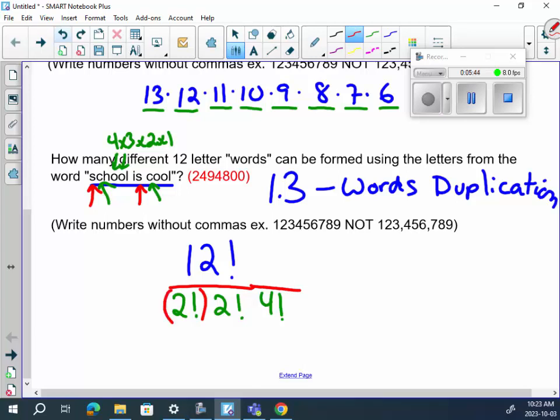So in this case, 2 factorial to cover my 2 S's, 2 factorial to cover my 2 C's, and 4 factorial to cover my 4 O's. And once again, that should be theoretically this 2 million, 2,494,800 number.